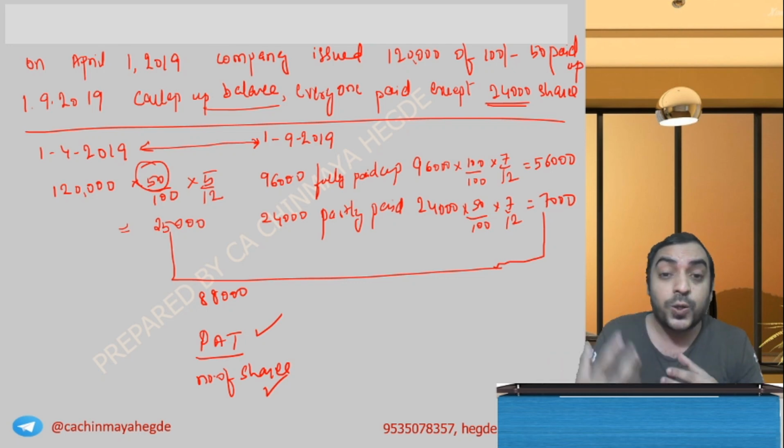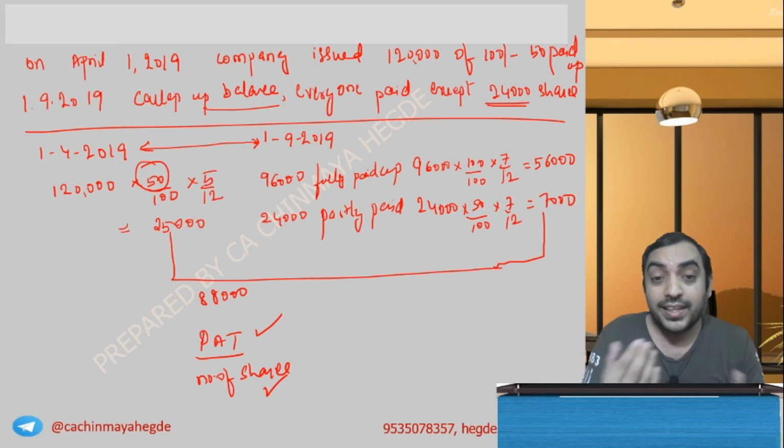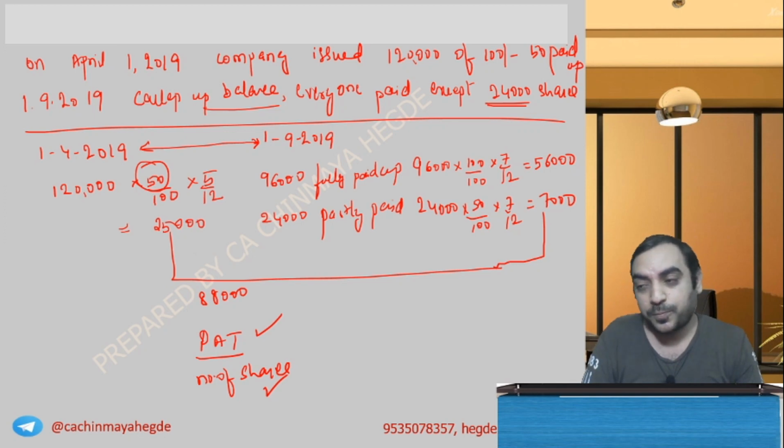The reason why I'm explaining this logic is because it will help us in ascertaining bonus shares. Hope you are clear in this example. Shall I go to bonus shares?